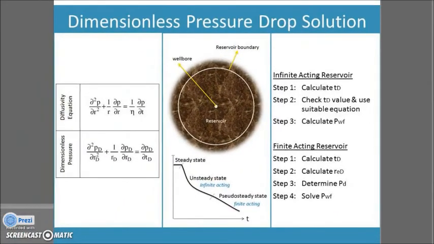So, in this video, we have learned about the diffusivity equation and its dimensionless form, as well as the dimensionless pressure drop solution. We have also learned what an infinite acting reservoir is and what a finite acting reservoir is. And last but not least, we have learned the steps in calculating the bottom hole pressure for infinite acting and finite acting reservoirs.